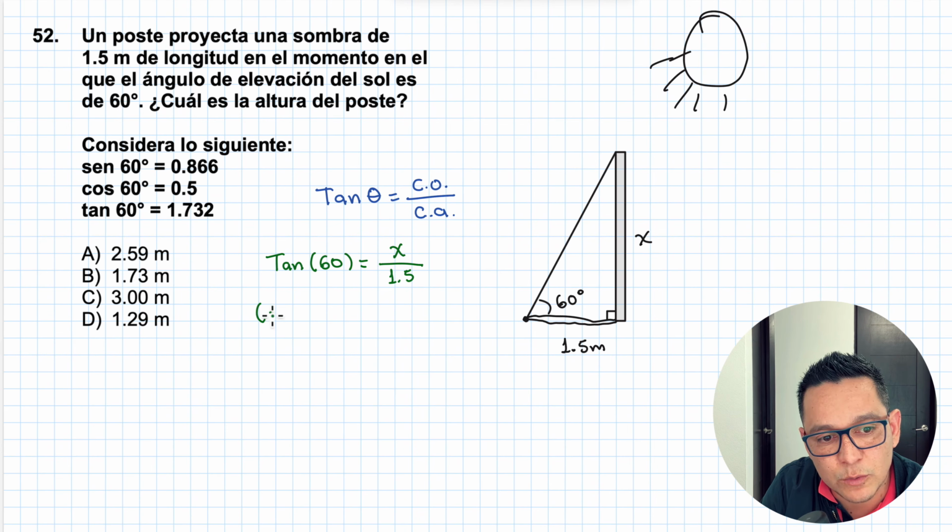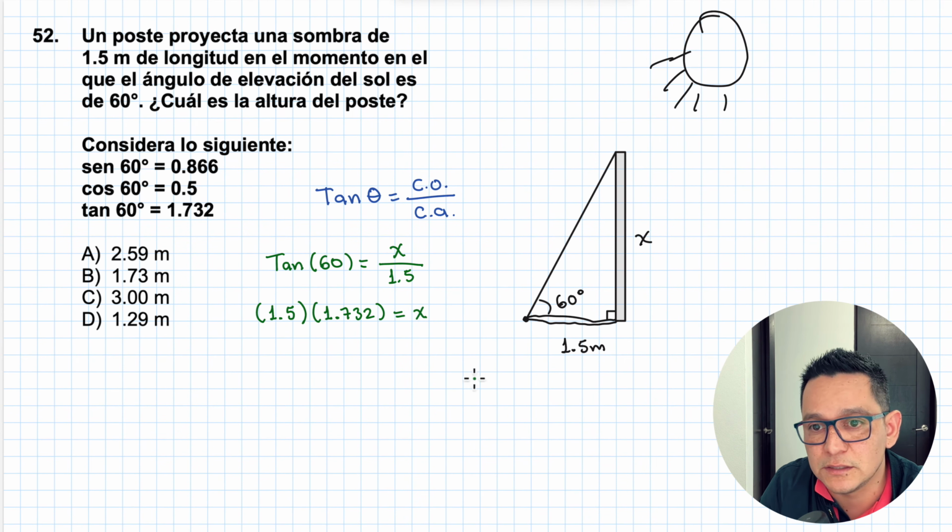So I'm going to have 1.5 times who? Well, times the tangent of 60. But they're already telling me here that the tangent of 60 is 1.73. So I'm going to put 1.73 right away. This is going to be the value of x. That's it. That's all we have to do. So now we just have to calculate. I'm going to do the multiplication quickly. So we put 1.73 times 1.5.